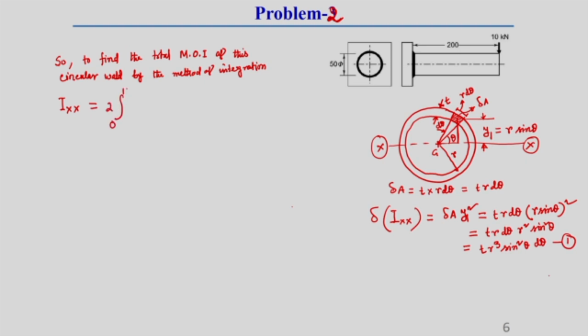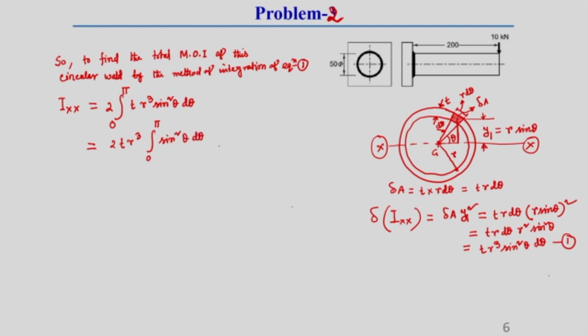2 into integration of 0 to pi, T r cube sin square theta d theta, by the method of integration of equation number 1, and the limit is 2 into integration of 0 to pi. So, here I am just taking out 2 T r cube. So, this will be 0 to pi sin square theta d theta.